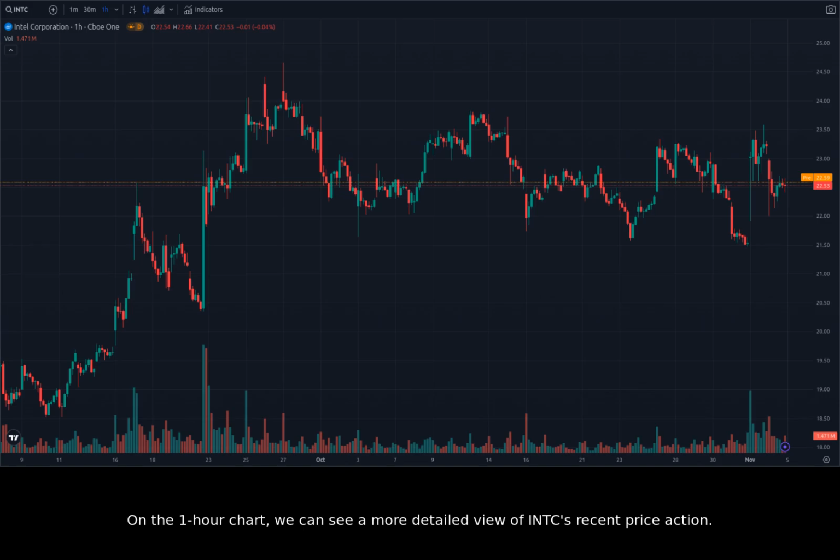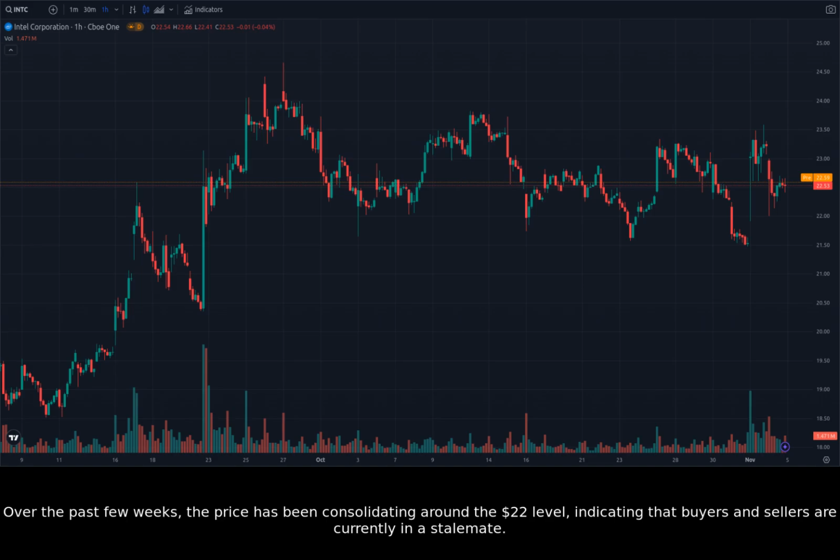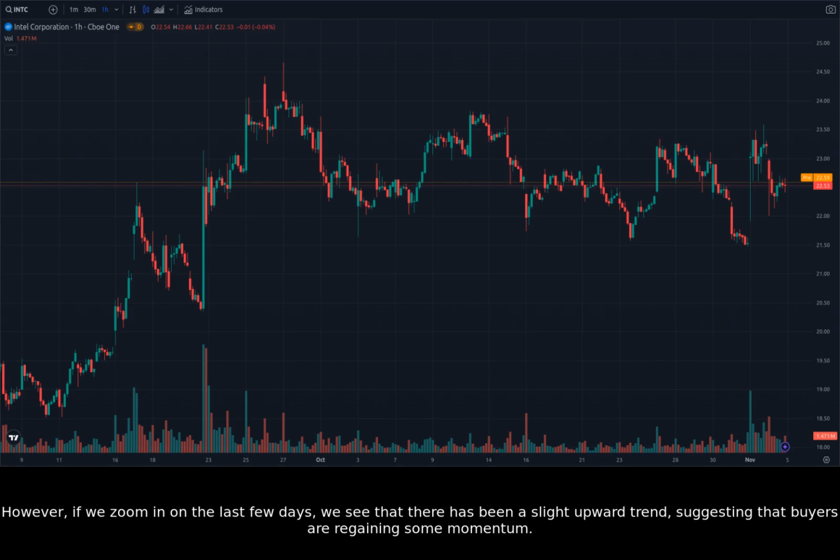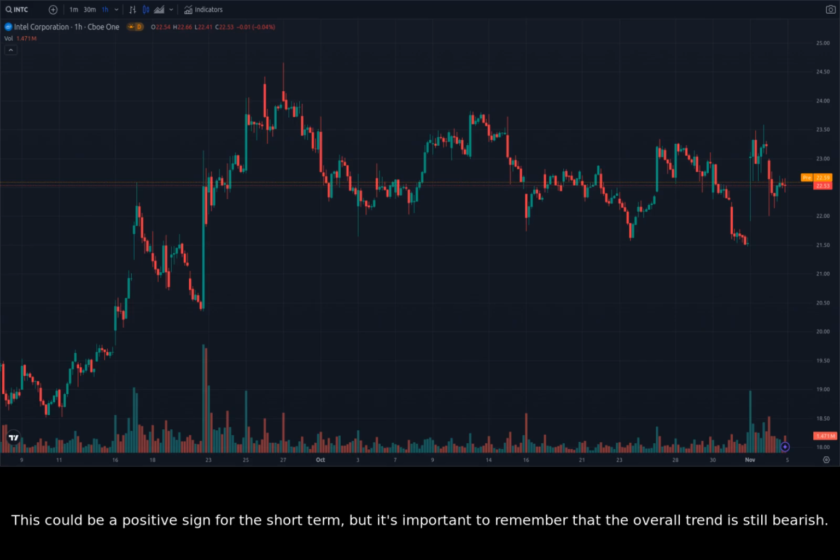On the one-hour chart, we can see a more detailed view of INTC's recent price action. Over the past few weeks, the price has been consolidating around the $22 level, indicating that buyers and sellers are currently in a stalemate. However, if we zoom in on the last few days, we see that there has been a slight upward trend, suggesting that buyers are regaining some momentum.